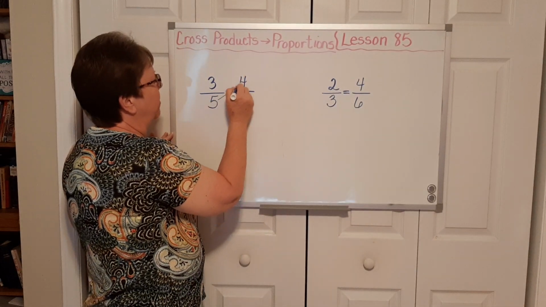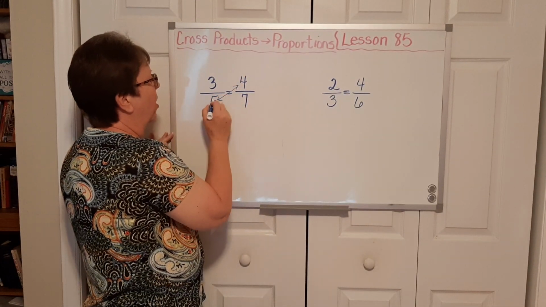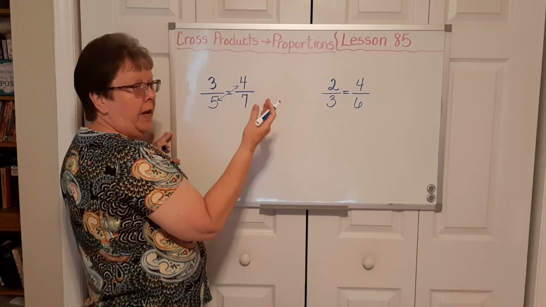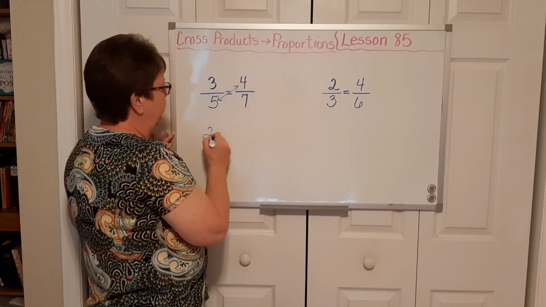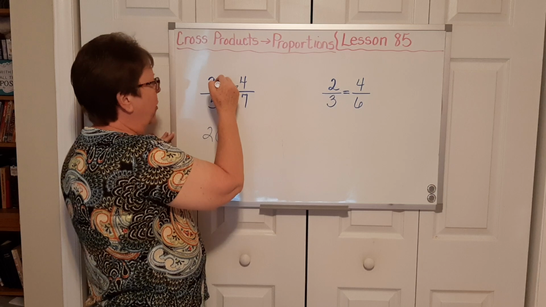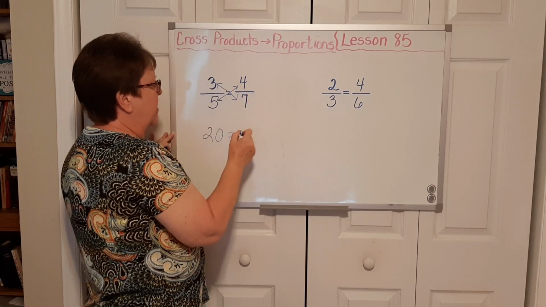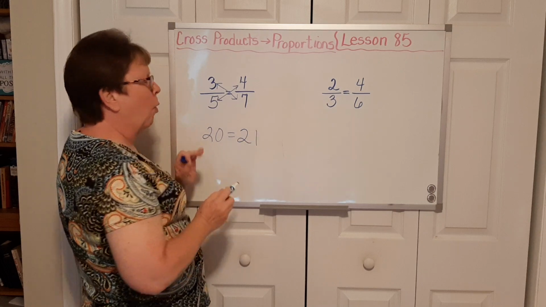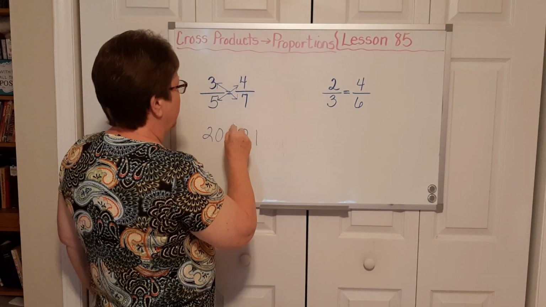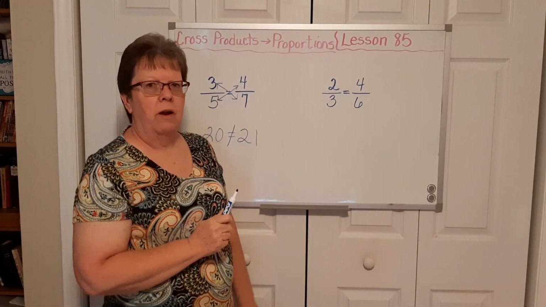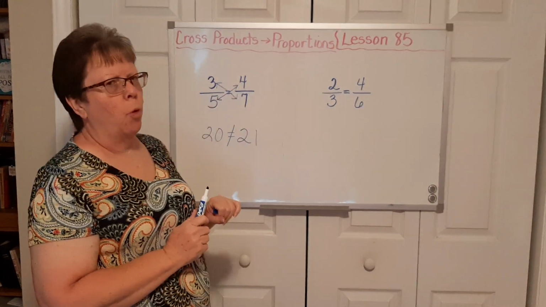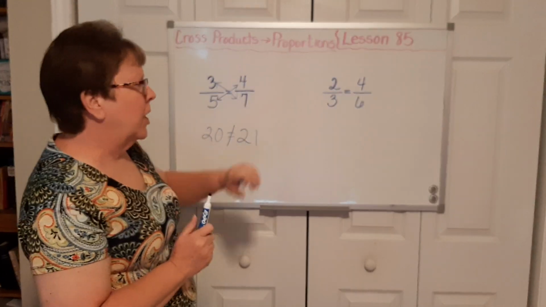Look at this. If we cross multiply our 5 and 4, 5 times 4 is 20, right? And now we cross multiply our 3 and 7. 3 times 7 is 21. So 20 does not equal 21. So those are not equivalent. That does not form a proportion.